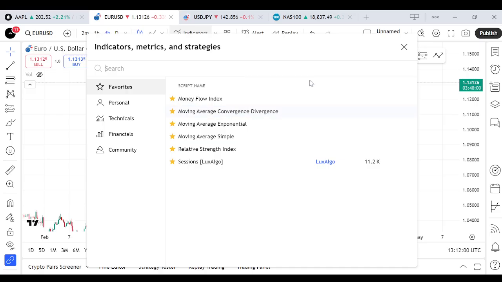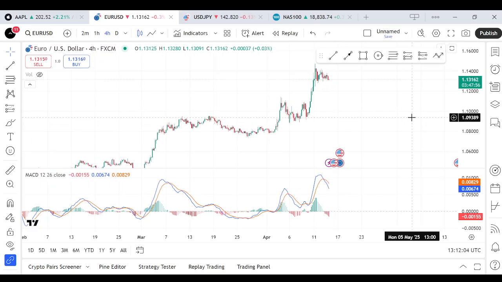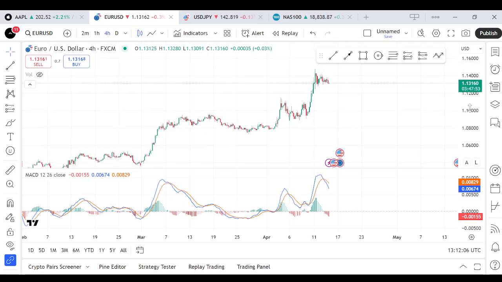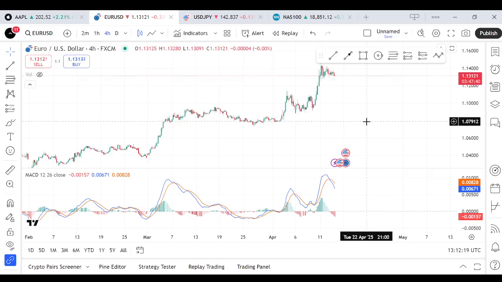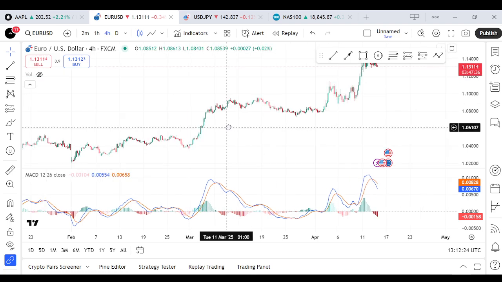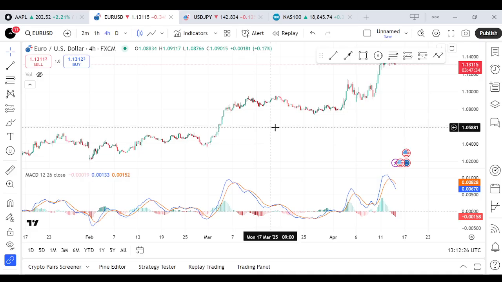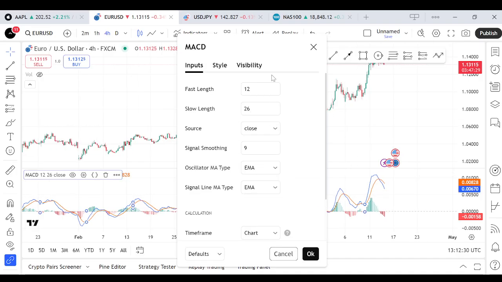Just going to add the MACD indicator to our charts. Now the MACD is a trend following momentum indicator that helps traders identify the strength, direction and potential reversals of a price trend. It was developed by Gerald Appel in the 1970s. It is widely used across markets including Forex, stocks, commodities, indices, and all of that. The key components of the MACD include the MACD line, the signal line, and the histogram.